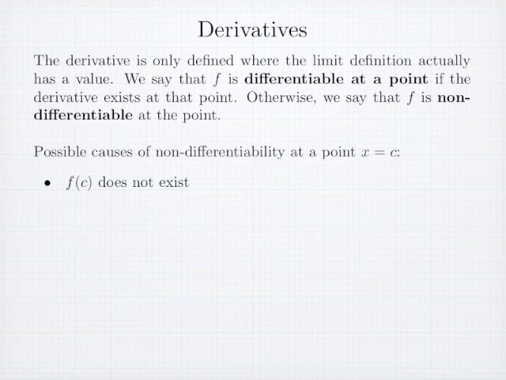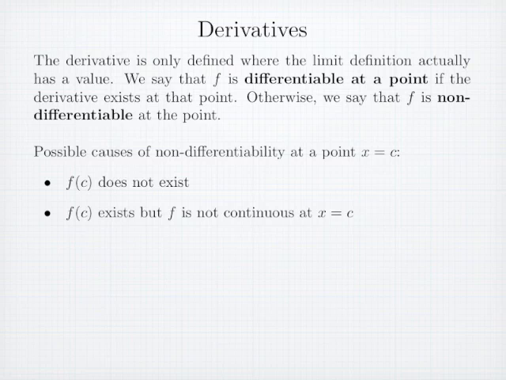First, if the function itself does not exist, in other words, if c is not in the domain of the original function, I can't very well talk about a tangent line because there's not even a point to talk about. This presentation will not illustrate any examples of this until the very end.